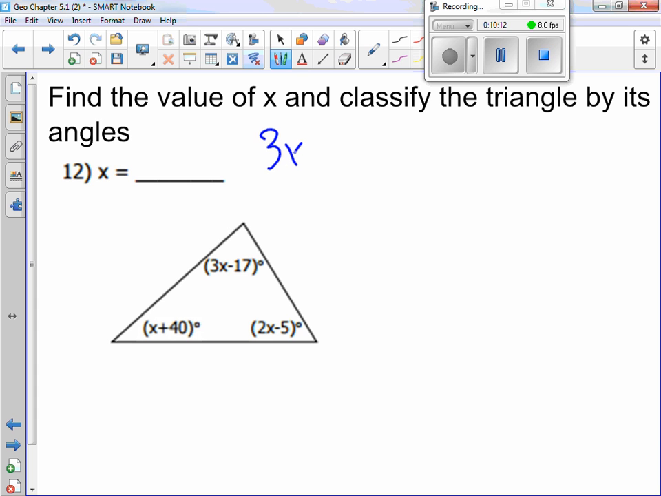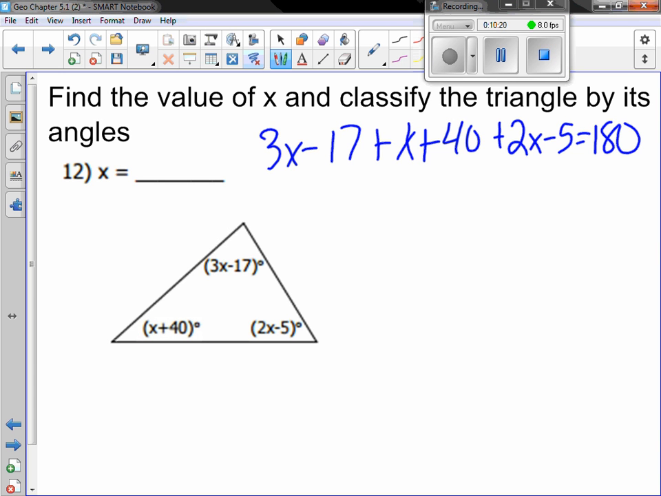So 3x minus 17 plus x plus 40 plus 2x minus 5 is 180. It's still 180 degrees. They're still going to add together to be 180. Now, once we get this set up, we're going to combine like terms. Well, 3x plus x is 4x, plus 2x gives me 6x.